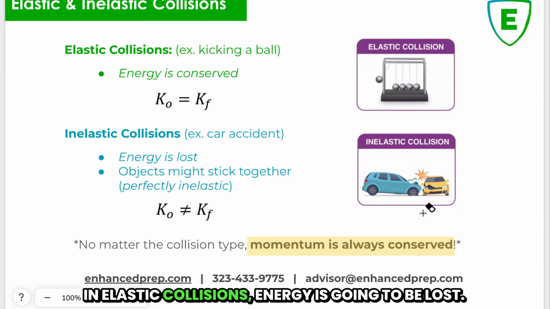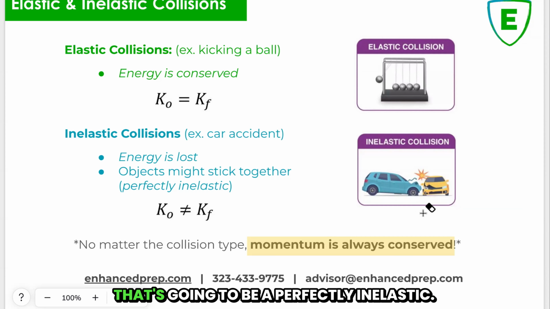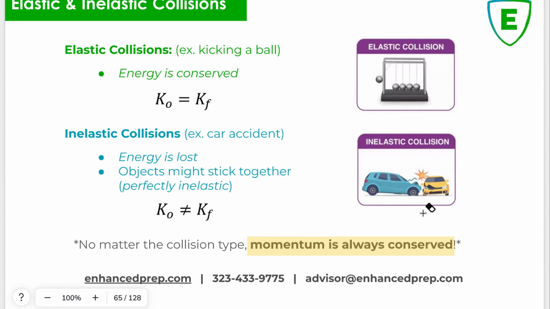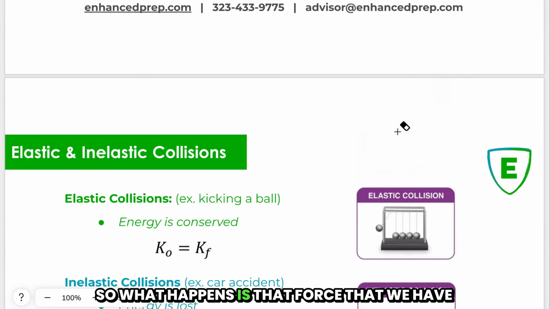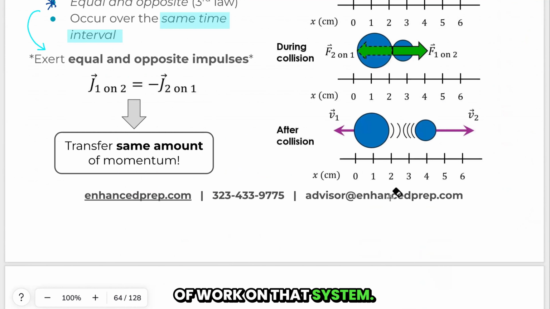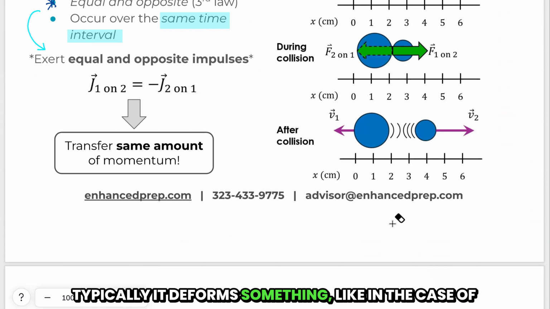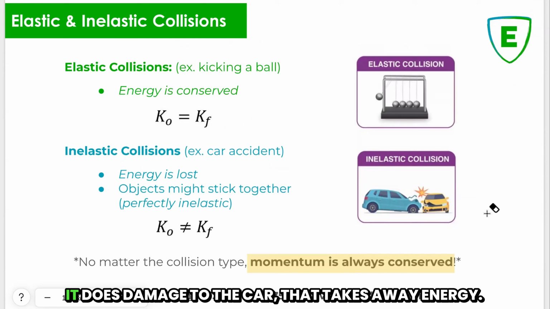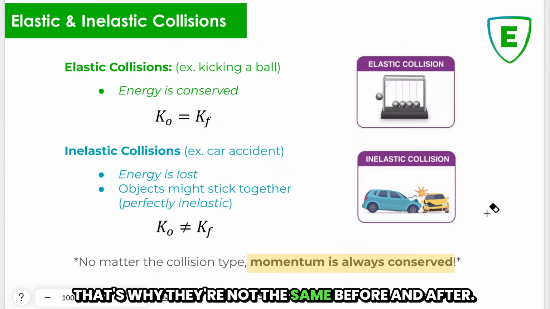In inelastic collisions, energy is going to be lost. Typically, objects might stick together. That's going to be a perfectly inelastic collision. And in that case, the energies before and after are not equal. What happens is that the force we have is non-conservative and goes into doing some kind of work on that system. Typically, it deforms something, like in the case of a car crash or car accident. It does damage to the car, and that takes away energy. That's why they're not the same before and after.